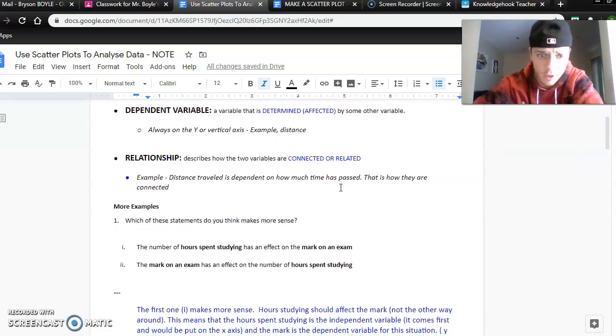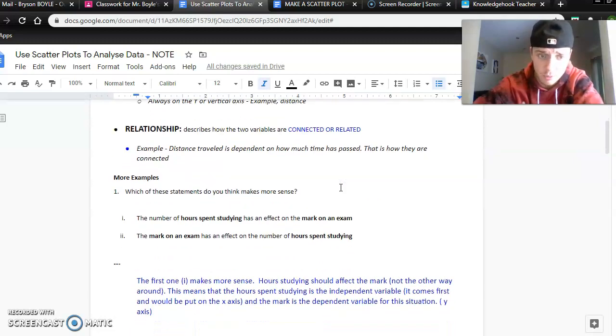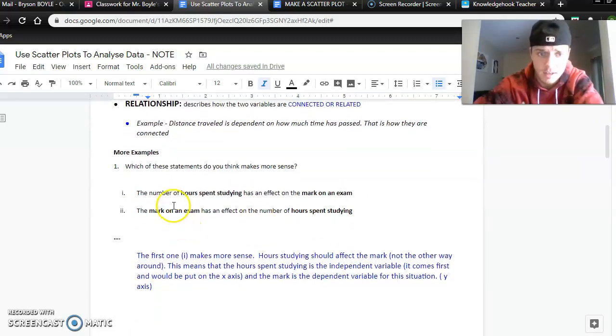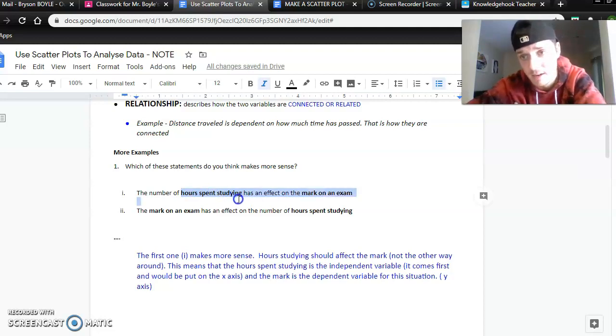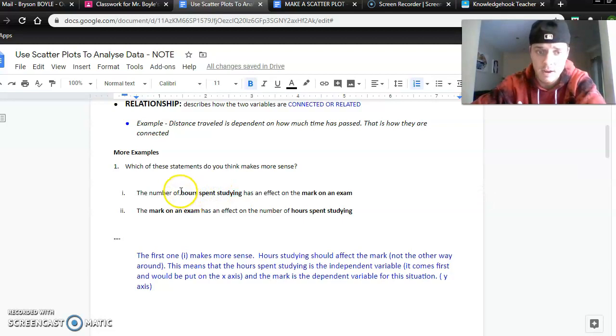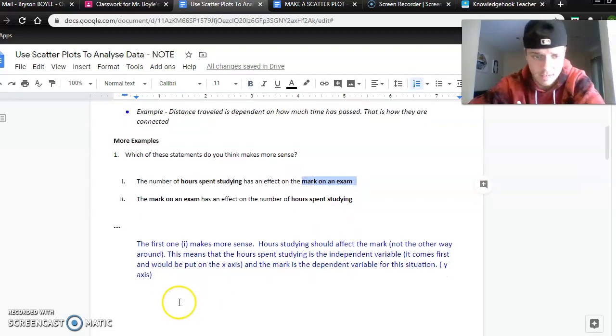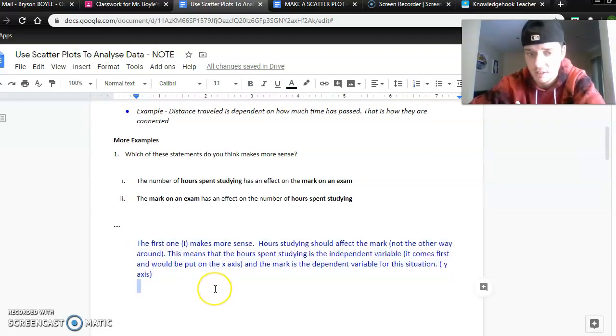This note goes through what those things are, and it asks you to practice identifying them. For example, the number of hours spent studying has an effect on the mark on an exam. What's the independent variable? What's the dependent variable? Well, your mark on the exam would be dependent on how much you've studied. So hours spent studying would be independent. It doesn't matter what your mark is on the exam; it doesn't determine your hours spent. Your hours spent determines your mark. So hours spent studying is independent and goes on the x-axis. Mark on the exam is dependent and goes on the y-axis. That's what it says right here in the blue writing. I just answered that question for you.